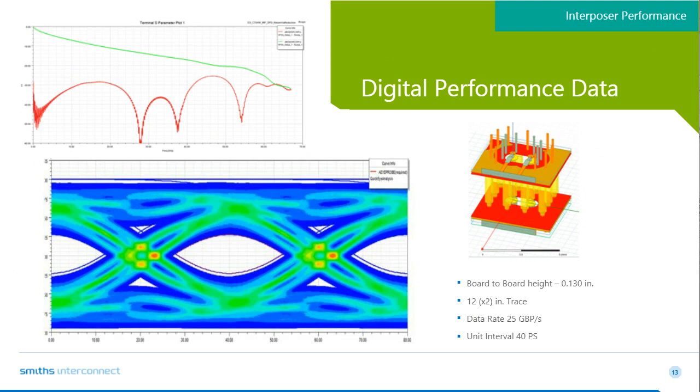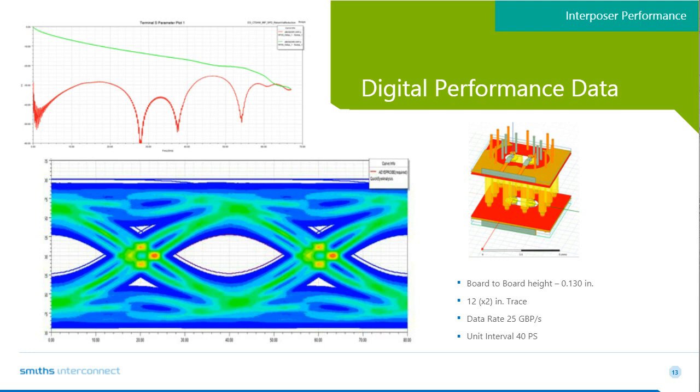So in the next example, this is a differential array. So we have two signal pins surrounded by ground pins. This is what we call, for simulation, a 10A pattern. So it's 10 pins. The two pins in the center represent the signal, and the outer pins represent the returns. In this particular case, the board height was 130, using the 101267 probe, which is the probe that was shown on the previous slide, that has a board-to-board height of 0.13 inches, or a little over 3 millimeters.